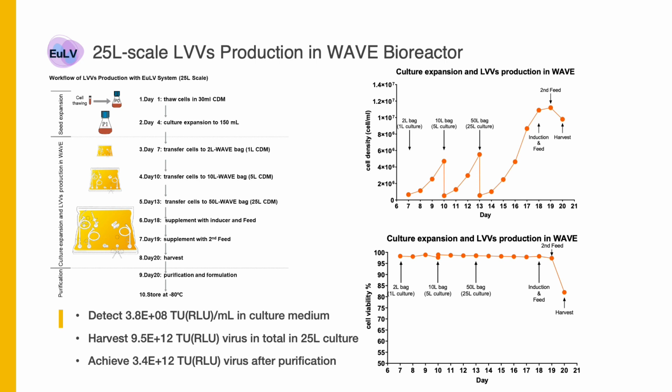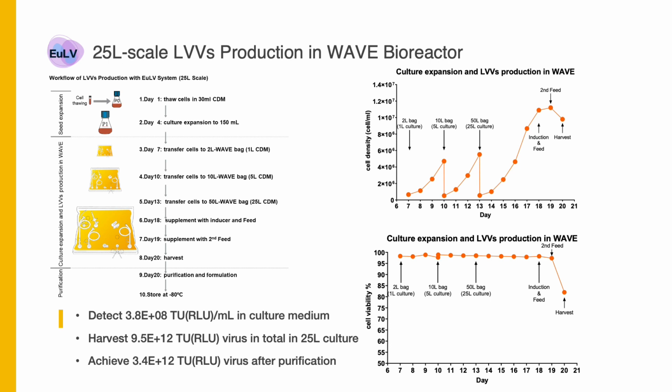Here we show the 25-liter lentiviral production in the wave bioreactor. The process is not much different from the 1 liter scale process. The producer cells are transferred to a 2-liter wave bag on day 7. Instead of being induced for viral production, we expand the cells to 5 liters on day 10 and to 25 liters on day 13. The induction is on day 18, and the virus was harvested after 48 hours as previously. The total process is 20 days from cell thaw.